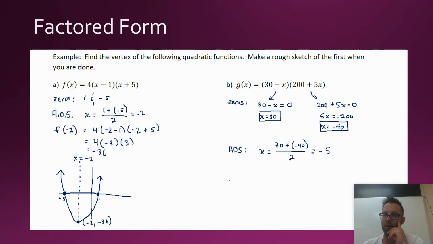So what's its y value? Well, let's find that out. Find g at -5. So we have 30 subtract -5, and in our second bracket, 200 plus 5 times -5. Well, 30 subtract -5, that's 35. 5 times -5 is -25. 35 times, 200 minus 25 is 175.